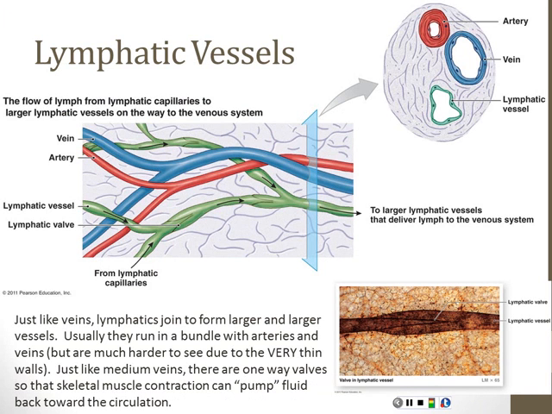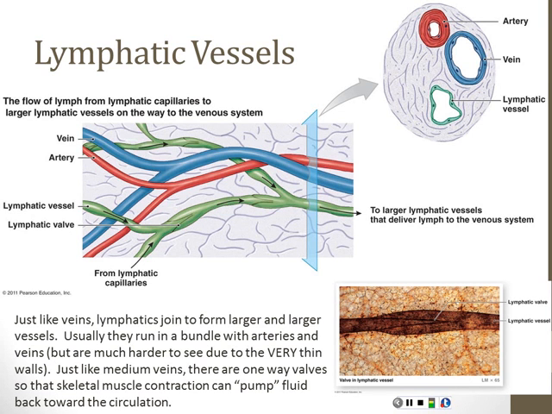And just like medium-sized veins, like we talked about in our vessel chapter, the lymphatic vessels have valves in them. So see, here's a valve, here's a valve, here's a valve. They work exactly like the venous valves do, and that is, they allow lymph to flow in only one direction. So if the lymph is flowing this way, the valve is pushed open. But if the lymph tries to flow backwards, that valve is pushed closed.